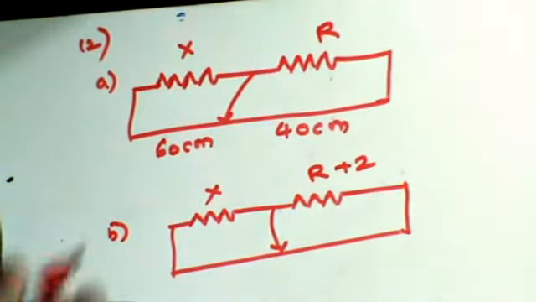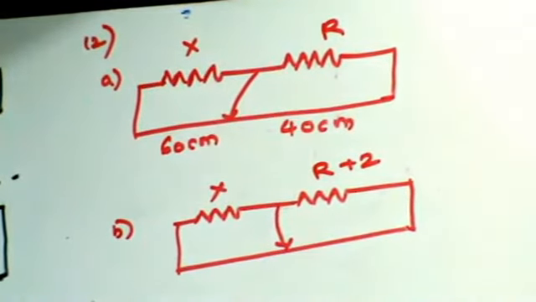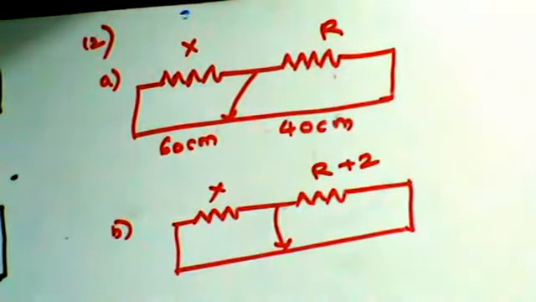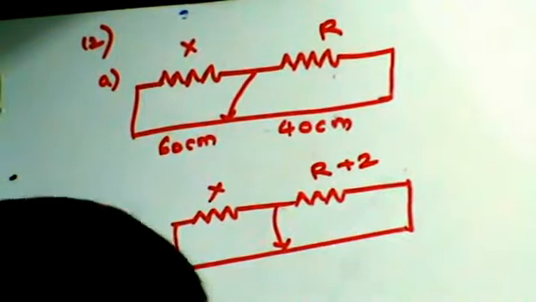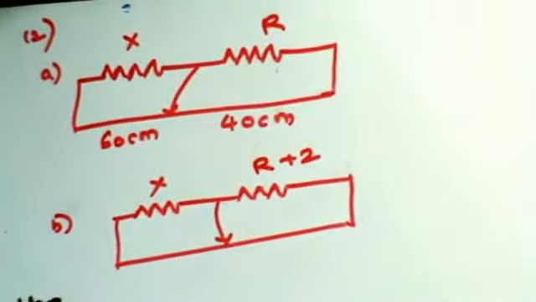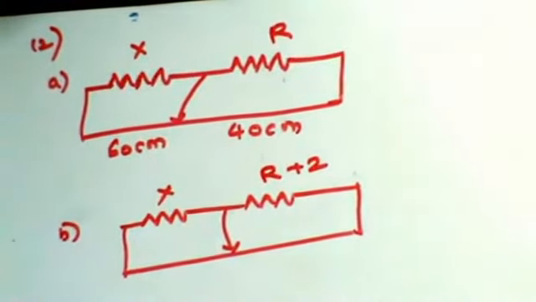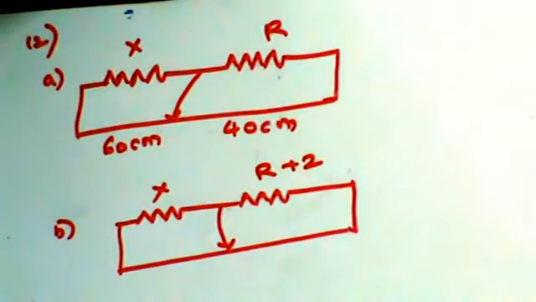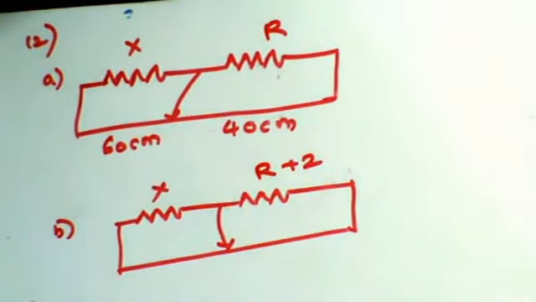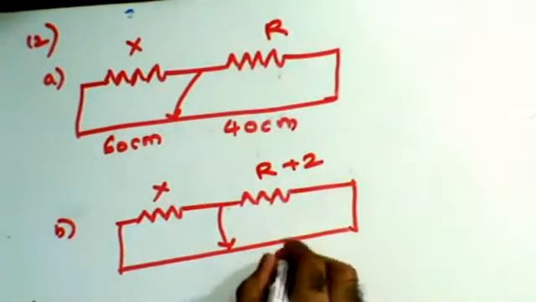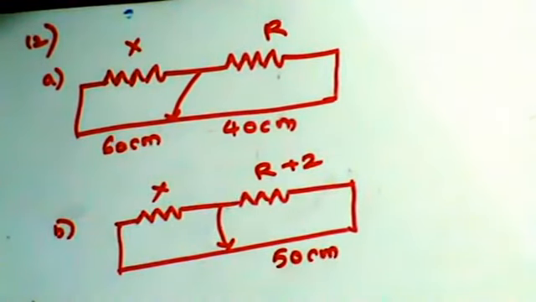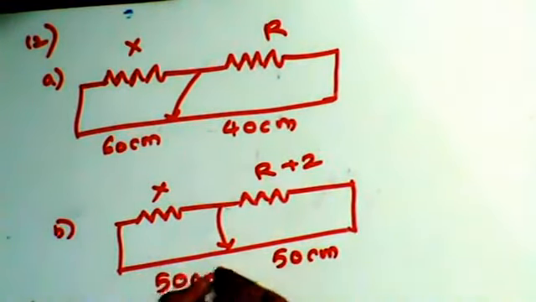Now, guys, basic logic. Initially, the resistance in the right gap was R. Now, the resistance in the right gap has become R plus 2. If the resistance has increased, then the balancing length should also increase, because the catch in the sum is they've said that the balancing point shifts by 10 centimeters. They haven't said on which side. So you have to now apply basic logic. As the resistance increases, the balancing length should also increase. So what was 40 centimeters should increase by 10 centimeters. So your balancing length in the right gap will be 50 centimeters, so this will also be 50 centimeters.